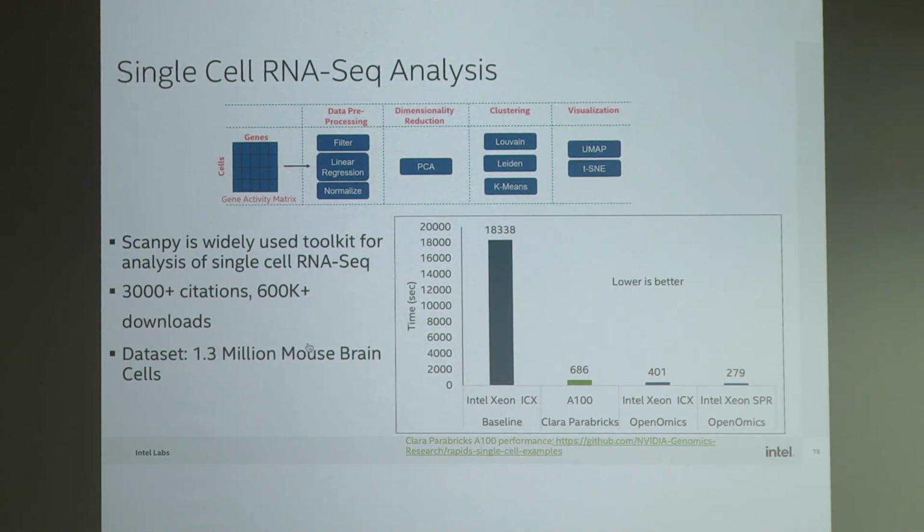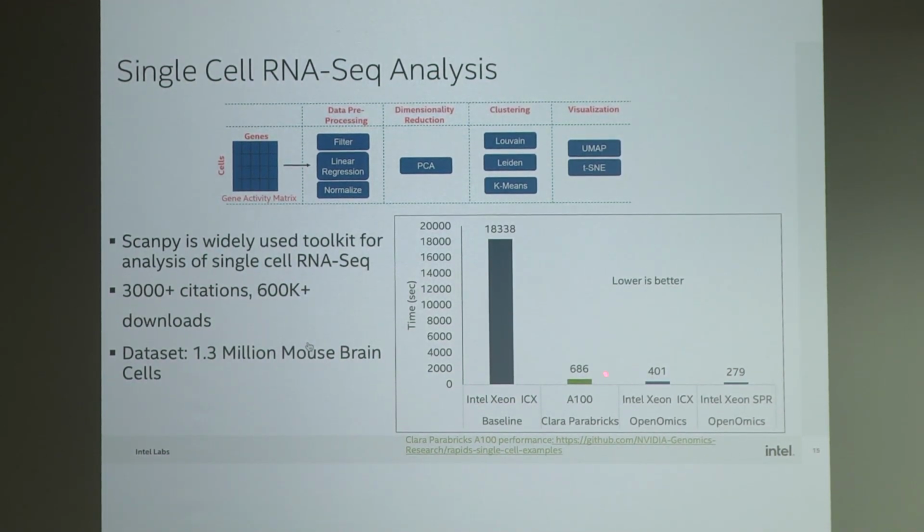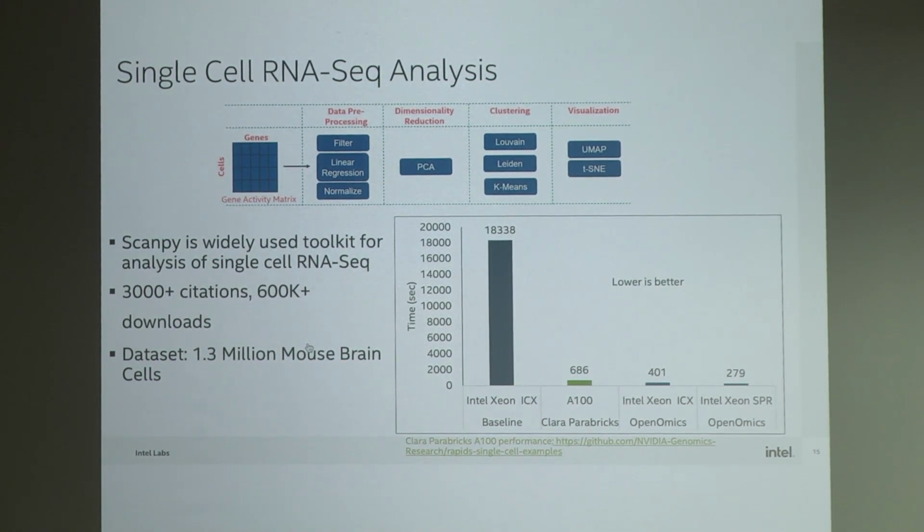So there's Intel Xeon ICX that you have here, right? The first baseline, and the OpenOmics also says the same thing. So what is the main reason behind the big speed up? You mean the last two bars, right? No, the first one is Intel Xeon ICX baseline, and the third one is also Intel Xeon ICX. So it seems the hardware is the same, but only the software implementation is different.